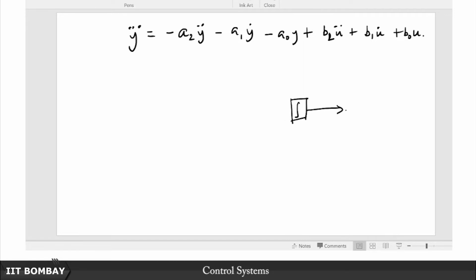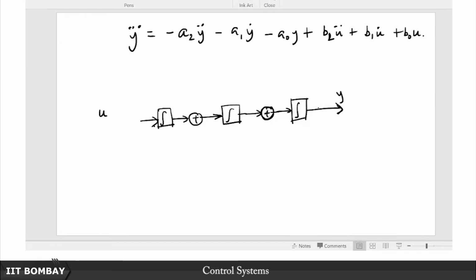Let me try to make this clear and concise. You'll have a summer at the end of each of these, another integrator, another summer here, and likewise another integrator here. So let's try and look at all of this. This is our y, the rightmost variable, which we name as the output, and at the input channel we have u.